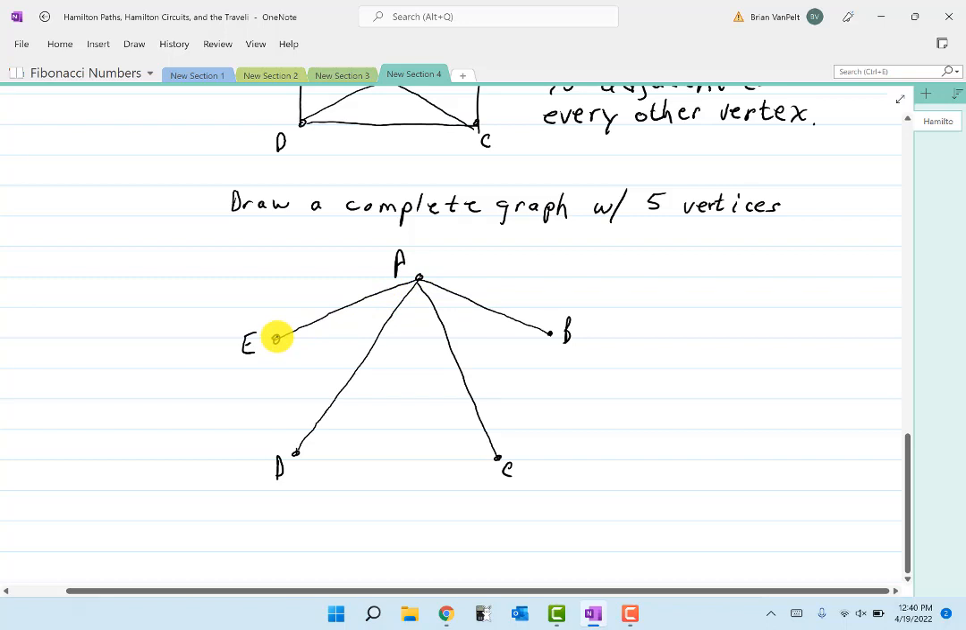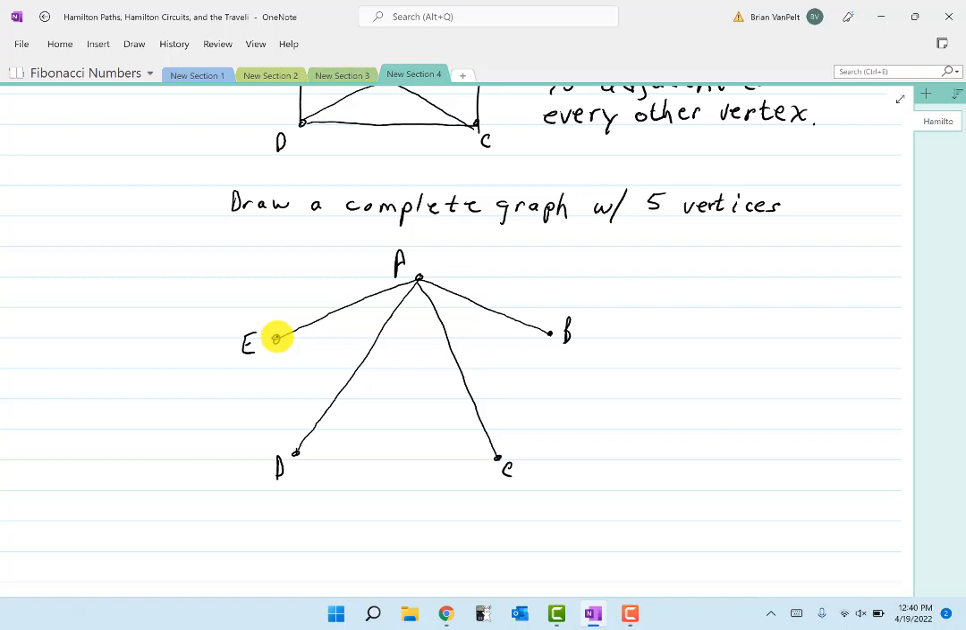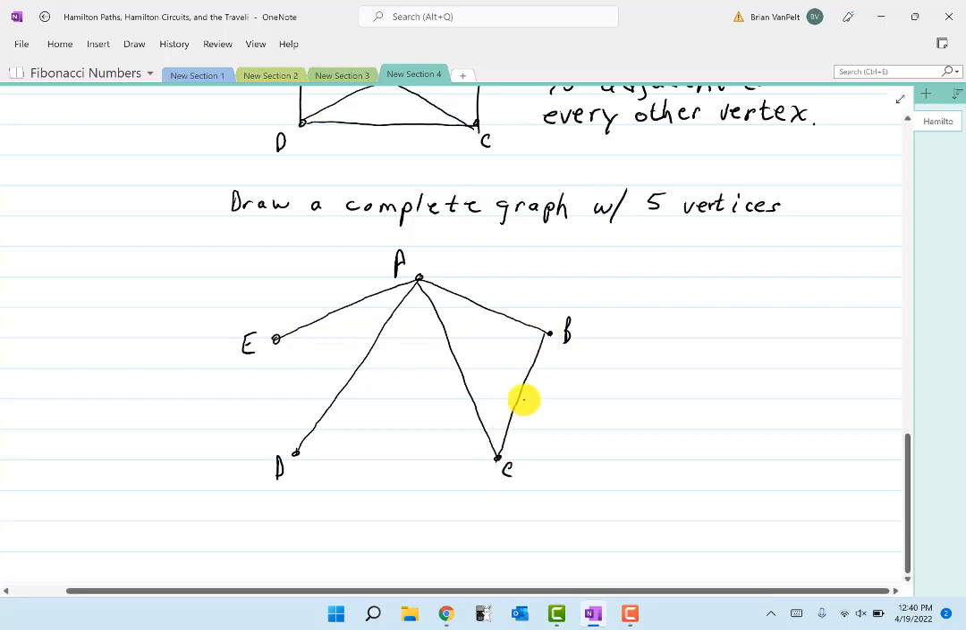But notice when I get to B, I've already done the connection from A to B, so I don't need to repeat that. But then I can go to C, then D, and then E. And now notice B has 4 edges coming off of it, just like A. Now C, I've already got 2 edges coming off of it. I need 2 more. So I'll connect C to D, and then C to E.